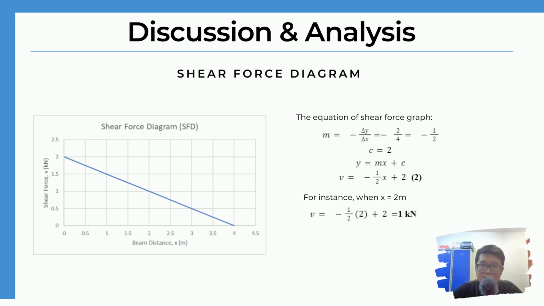Therefore, we can construct equations for the graph of shear force. The first thing we do is calculate the gradient of the graph, where negative delta y over delta x equals negative 1 over 2. So this is the gradient of the graph. Then our y-intercept should be 2. Hence, we get an equation of V equals negative half x plus 2. And this equation can help us to determine the shear force at any location of this beam. For instance, if we want to find the shear force at a beam distance of 2 meters, where x equals 2, we can just substitute 2 into the equation and we will get 1 kN.